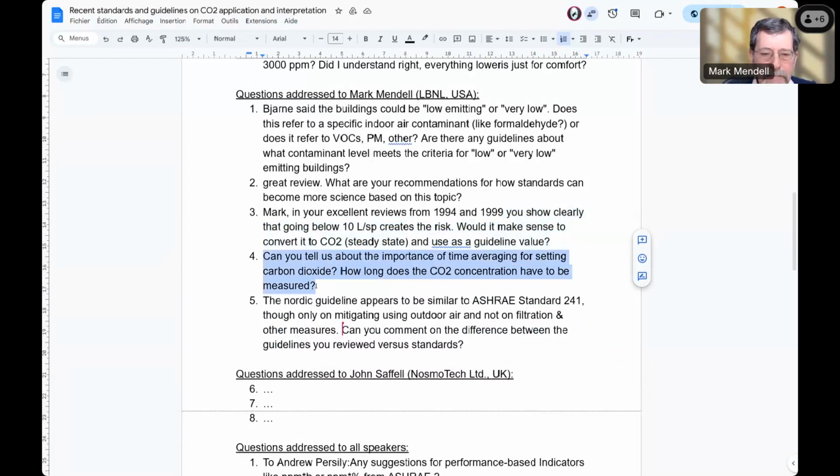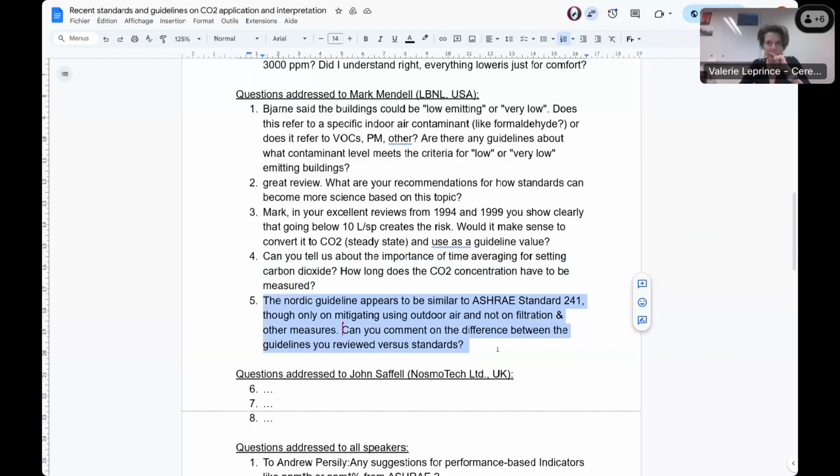Can you tell us about the importance of time averaging for setting carbon dioxide? How long does the CO2 concentration have to be measured? Well, I'm an epidemiologist, not an engineer, so I'm probably not a good person to answer this question. But my understanding is that people who want to use maximum CO2 measured in a building will often do a time average of 10 or 15 minutes to avoid meaningless variation. On the other hand, an 8-hour time-weighted average of CO2, I think, is really not a good idea, because you're not getting at a peak concentration. You're not getting at the steady state concentration that you really want to be getting at. And as to how to measure CO2 concentrations, I have no opinion on that.